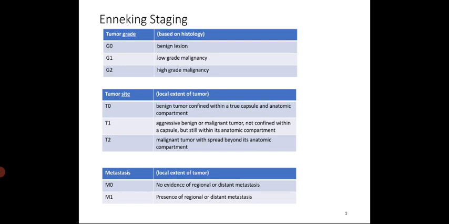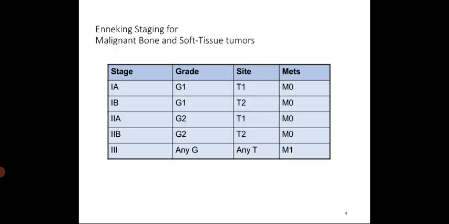So for metastasis, we only have two. We have M0 and M1. Whenever we have a presence of regional or distant metastasis, then that tumor is actually an M1 tumor. And you already have a stage 4 tumor.